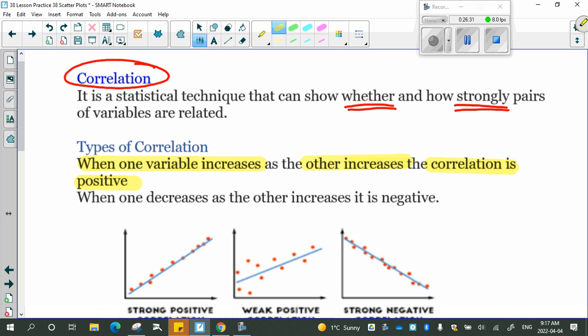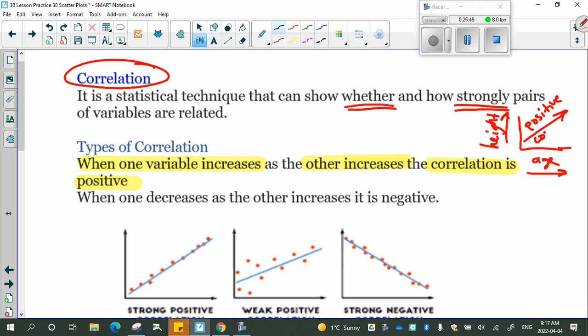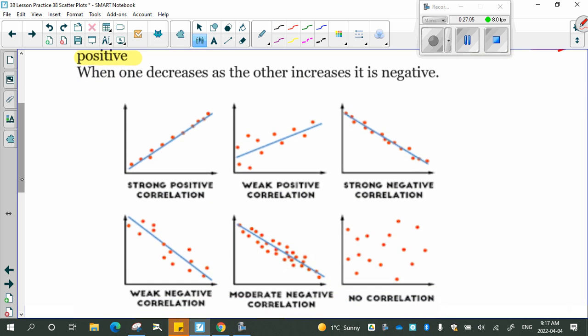Okay? And we can think about Julie here. As her age increases, her height increases. Okay, that's called a positive correlation. So it's really easy for us. If there's a positive slope, it's a positive correlation. If it's a negative slope, it's a negative correlation. Okay? All right, so then here's what we call a strong positive correlation.